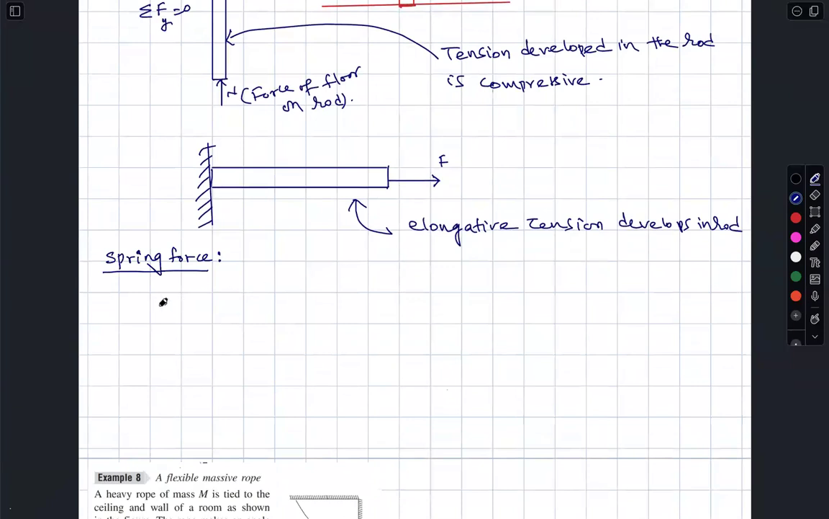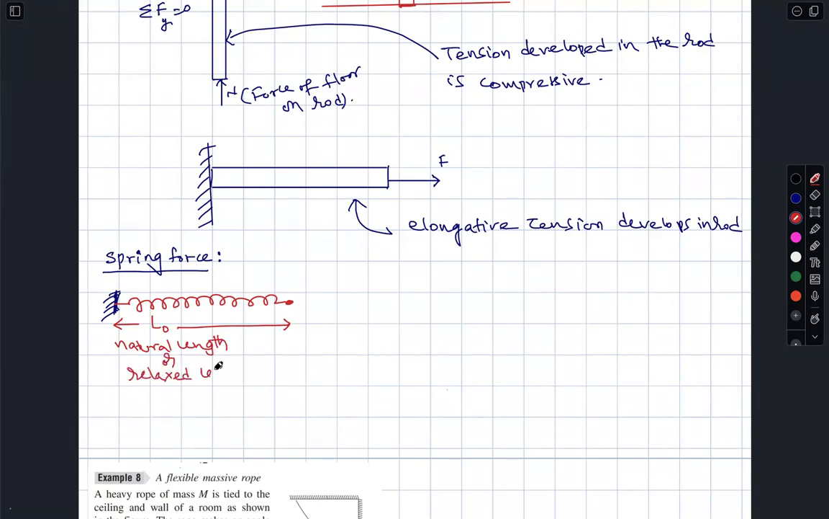See, basically, the structuring of the spring will be like this. It's like a helical state, right? We usually call L naught the natural length or relaxed length. We will call this the natural length or relaxed length of the spring.